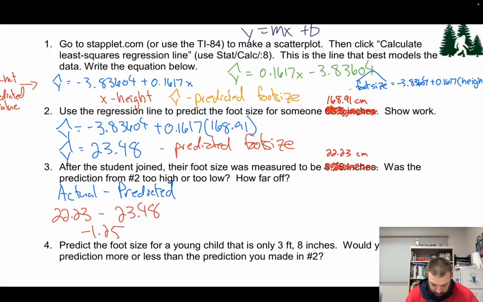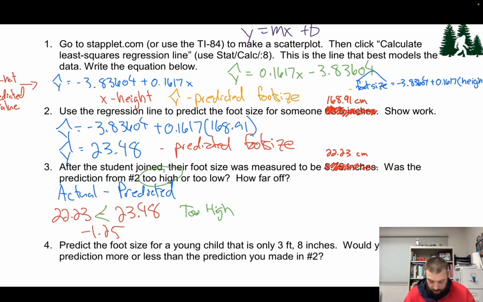So a couple things to answer. First, 23.48 is greater than 22.23, so we were too high. And then how far off? We were negative 1.25 centimeters off.